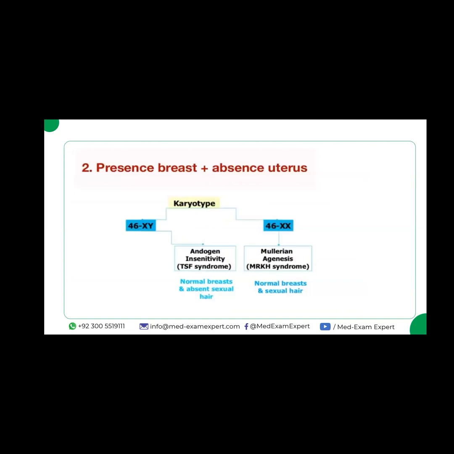However, if the patient has breast but the uterus is absent, we will go for karyotype. We will see whether the karyotype is 46XY or 46XX. If the karyotype is 46XY, then the patient is having androgen insensitivity syndrome, that is normal breast and absent sexual characteristics and absent pubic and axillary hair. But if the karyotype is 46XX, it means the patient is having Mullerian agenesis, which is also called Mayer-Rokitansky-Kuster-Hauser syndrome. In this, the patient has normal breast development as well as normal axillary and pubic hairs.